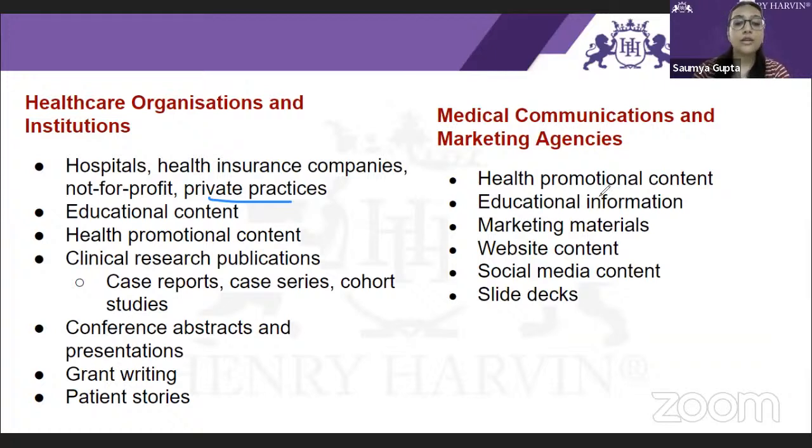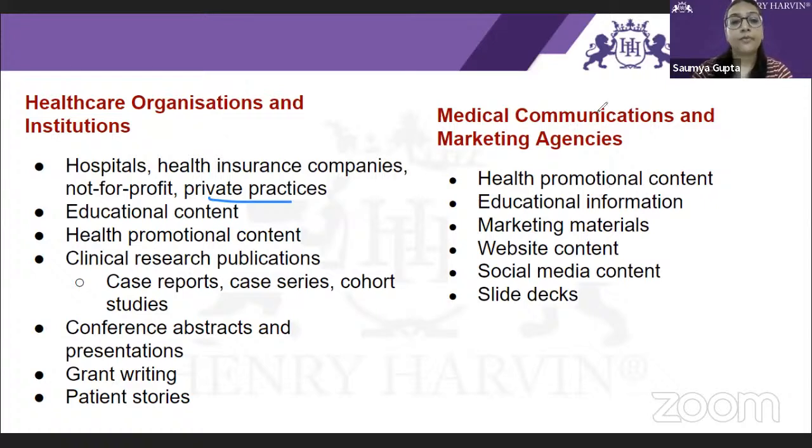So like this. Medical writing is a field which gives you an opportunity to work as a part-time writer. You can work as a full-time writer, and now you can work as a freelancer also. Remote job opportunities are also available to medical writers.